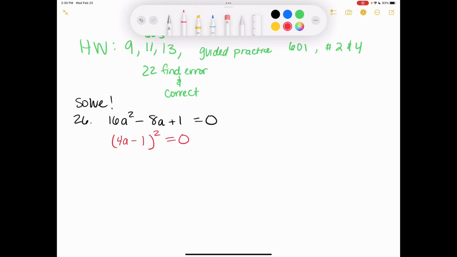So we set that equal to 0. When I do that, the squared goes away, so I'm left with 4a minus 1 equals 0. Add the 1 to the other side, 4a is equal to 1. Divide by 4, a is equal to 1/4. And that's the answer.